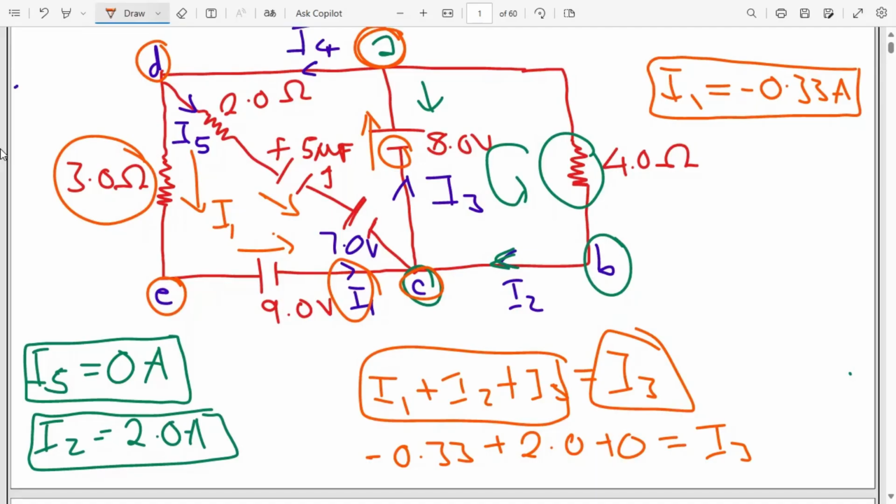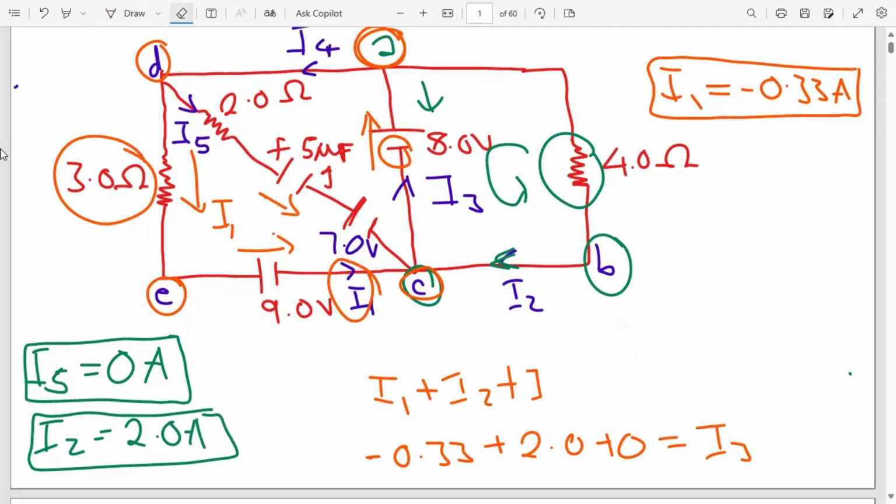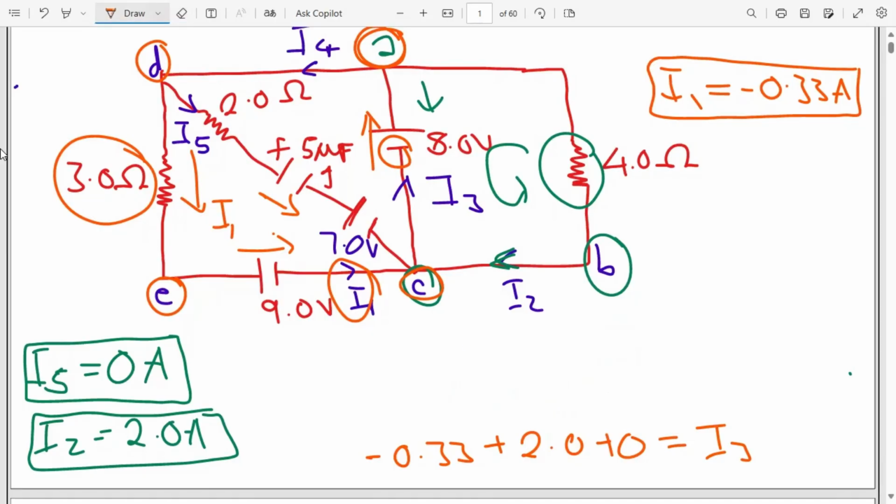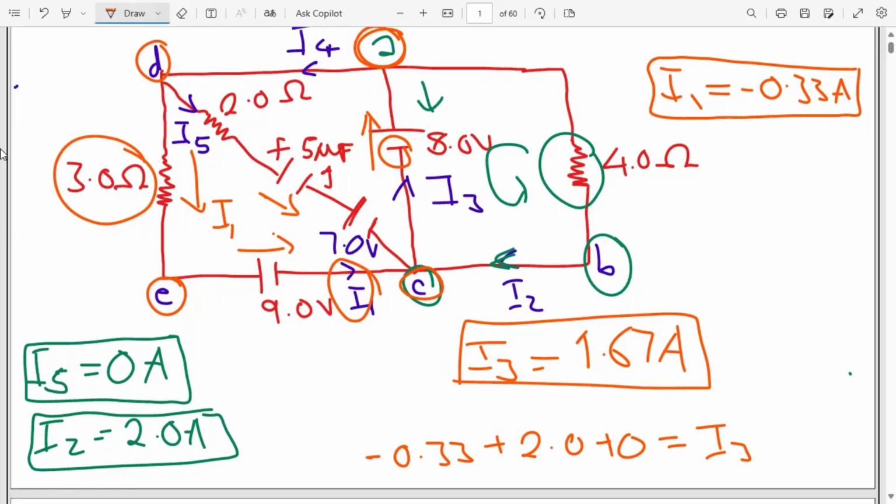That means current 3 will be equal to minus 0.33 plus 2, which is going to give us 1.67 amps. So current 3 is equal to 1.67 amps. I can write it on the corner too: current 3 is equal to 1.67 amps, just here.